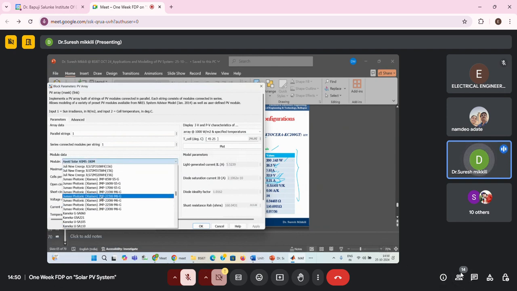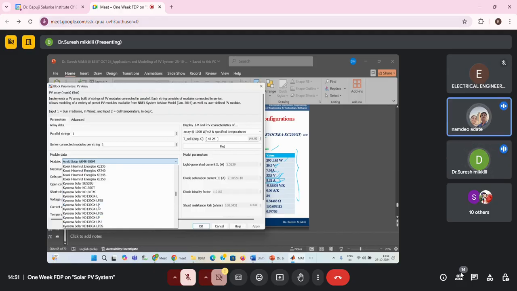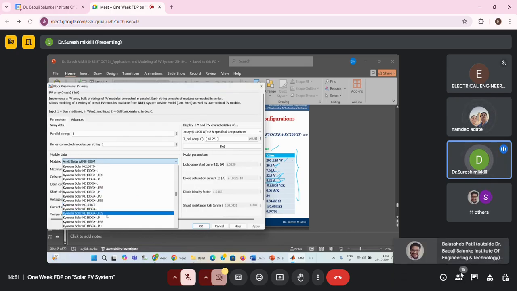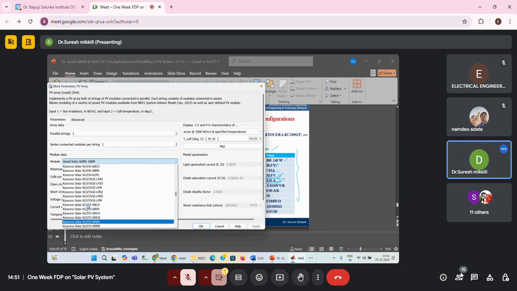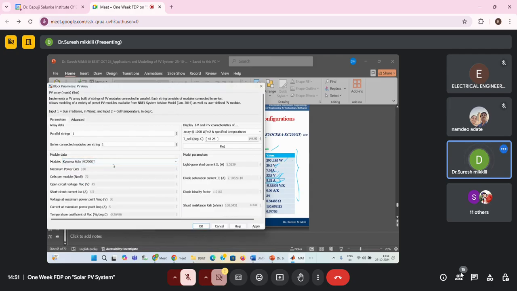There are different models. One is with 160 watt, 170 watt, 225 watt, 230 watt. You have to select which one you want. So you can select as per your specification, model design. If I want a 10 kilowatt system, I will select in such a way that it becomes a 5 kilowatt system. So in simulations, you have a number of options. I have selected Kyocera KC200GT. Let me show you that value, whatever I have taken. This one, Kyocera KC Solar 200GT.